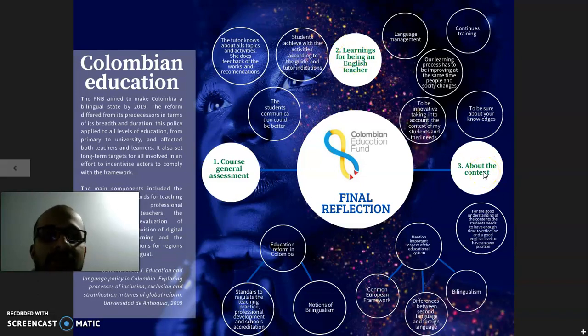The third element is theory about the content. From all this we get a weight or result that indicates who is suitable or who reaches the proposed levels of learning. It is very important because the content has different elements: 1, 2, 3, 4, 5, 6, 7. Seven elements important for education in Colombia.